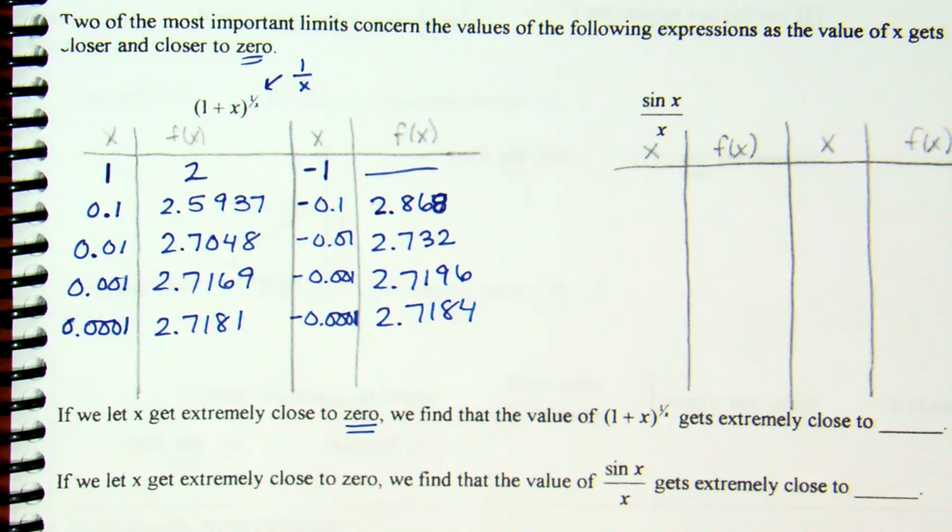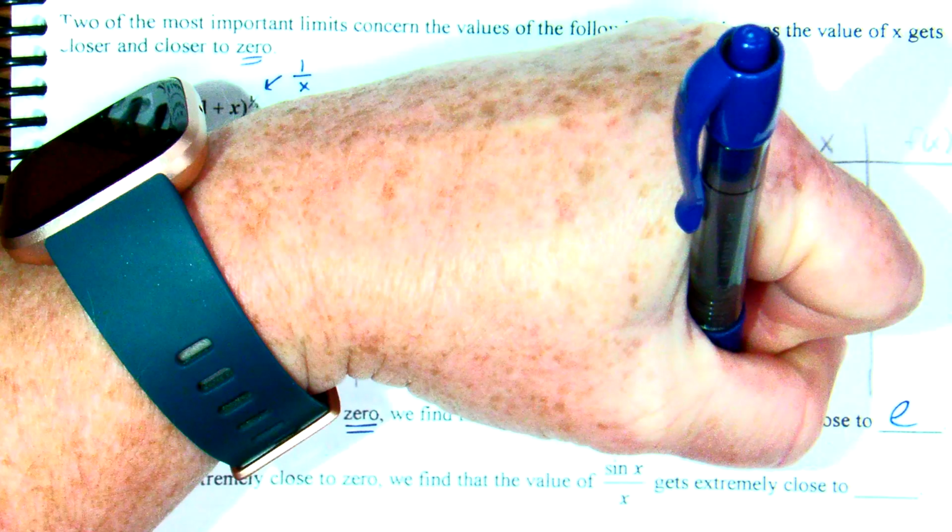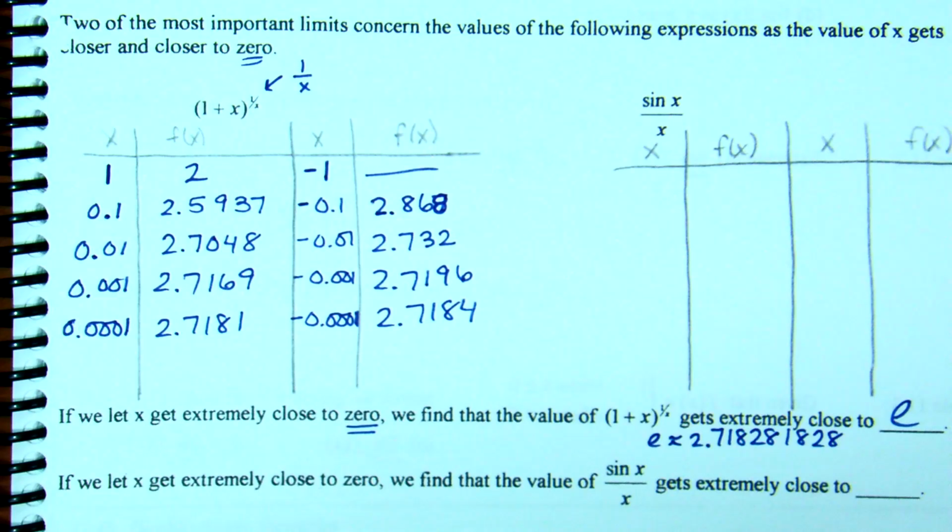Okay, 2.718 something. 2.718 ring any bells? E. Okay, this output is getting closer and closer to E. If you remember E, it's the natural number that we use with logs, and E is officially 2.718281828, if I have that written down right. At least that's what my calculator shows.